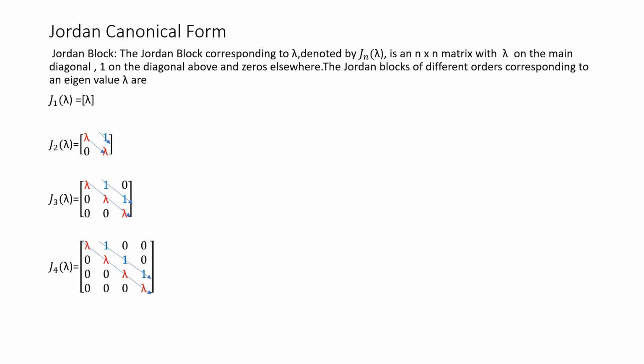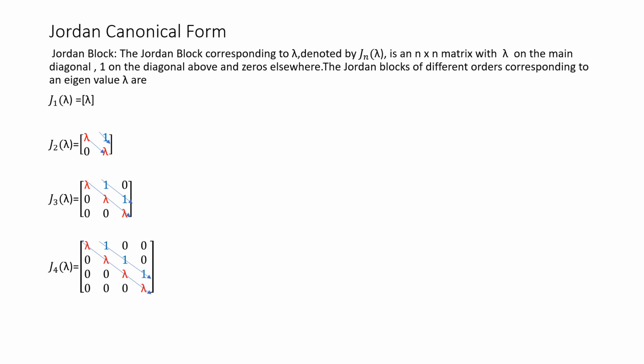Our next topic is Jordan canonical form. To study Jordan canonical form, first we have to study what is a Jordan block. A Jordan block corresponding to an eigenvalue lambda, denoted by J_n(lambda), is an n by n matrix with lambda on the main diagonal and 1 on the diagonal above and zeros elsewhere. The Jordan blocks of different orders corresponding to an eigenvalue lambda are: the Jordan block of order 1 corresponding to lambda is the matrix lambda.